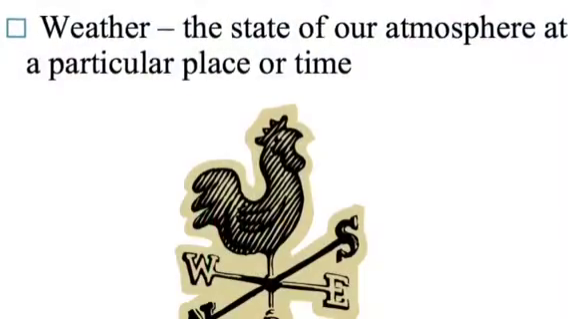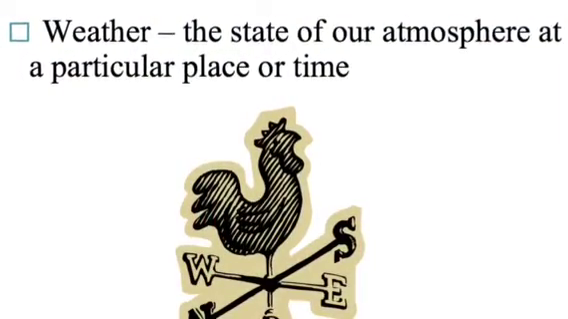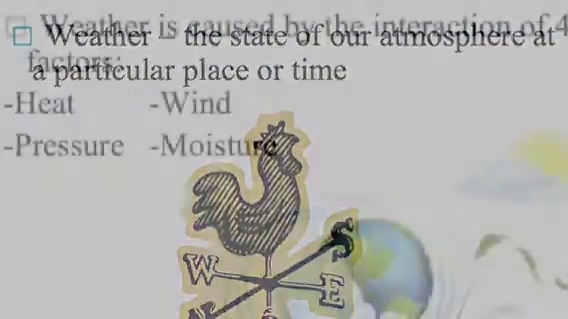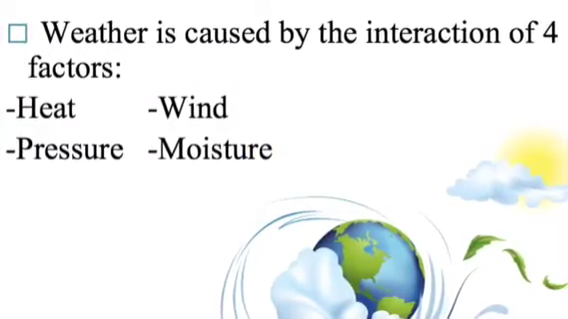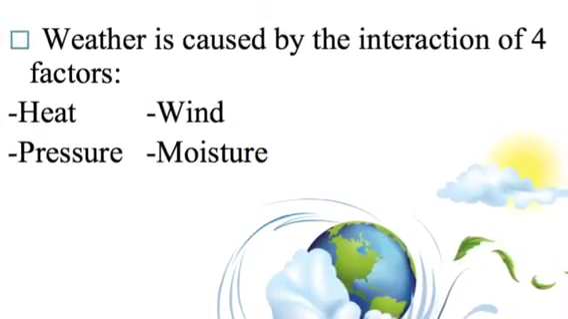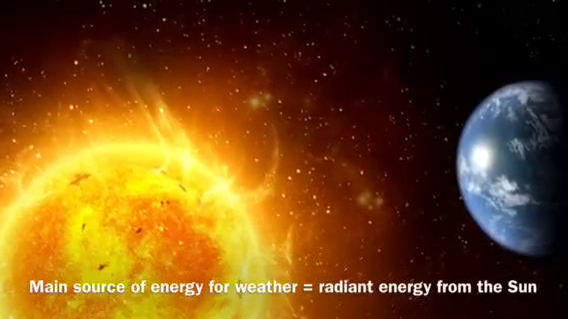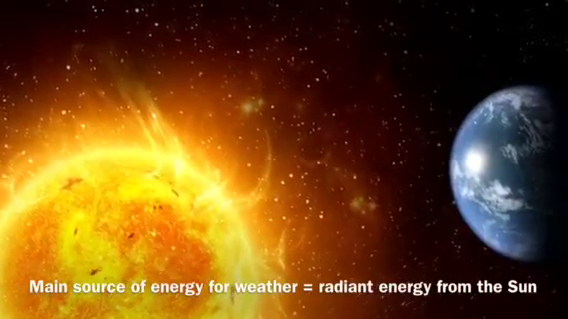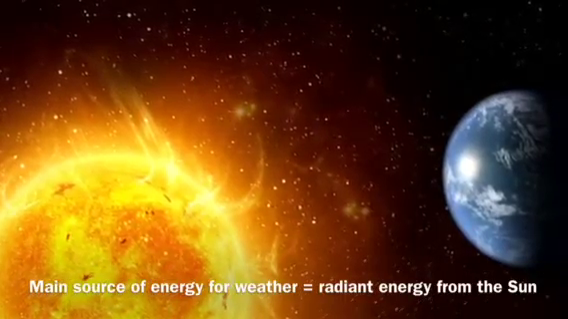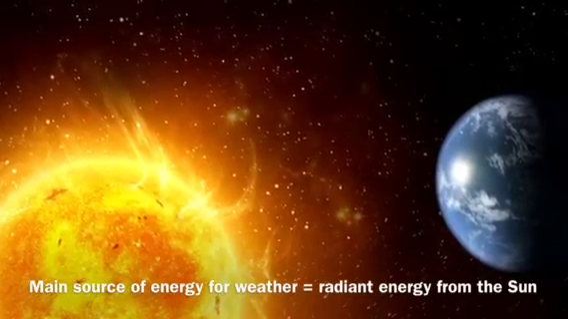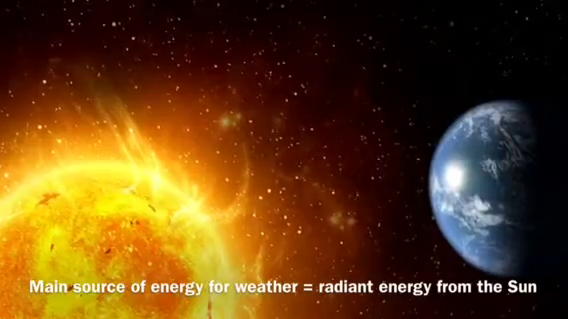Weather is the state of our atmosphere at a particular place or time, and it is caused by the interaction of four factors: heat, pressure, wind, and moisture. The main source of energy for weather on the Earth is the sun. Energy from the sun is called radiant energy. The atmosphere absorbs, stores, and recycles the sun's radiant energy.